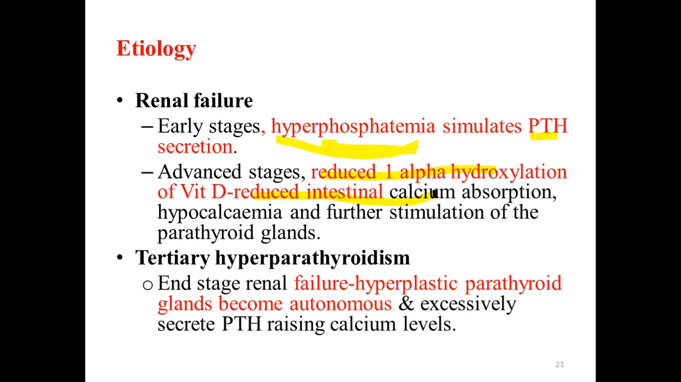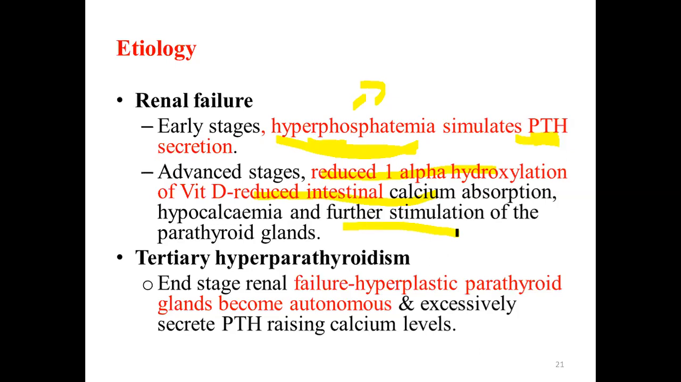So in the early stage of renal failure, what causes the stimulation is usually hyperphosphatemia. But in advanced stage, it is beyond the capacity of the kidney to hydroxylate vitamin D, so that the calcium level will be significantly reduced, and this can further stimulate the hyperplasia of the gland.